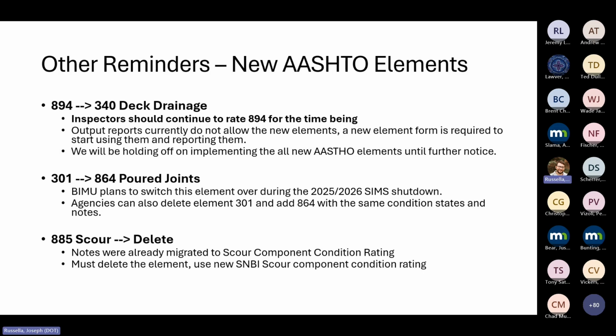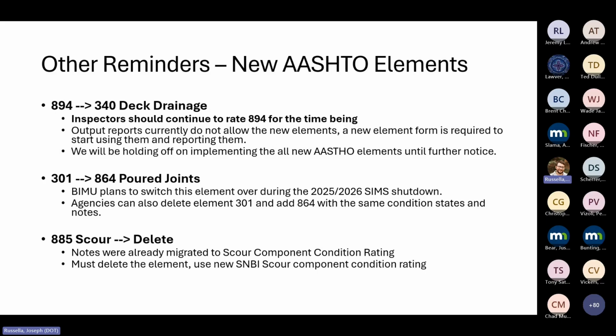For example, the deck drainage 340, that's the new element. We are asking inspectors to continue to rate 894, which is the current deck drainage element. And then whenever this gets fixed, we can work on migrating those over to 340. But in the meantime, just continue to use 894.